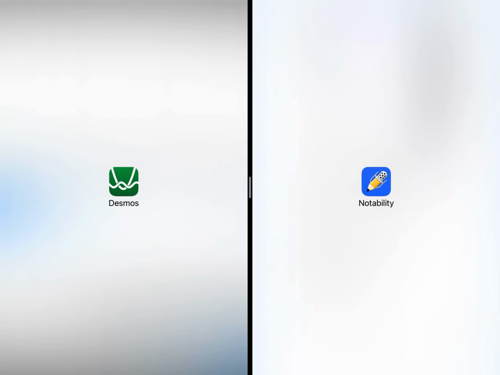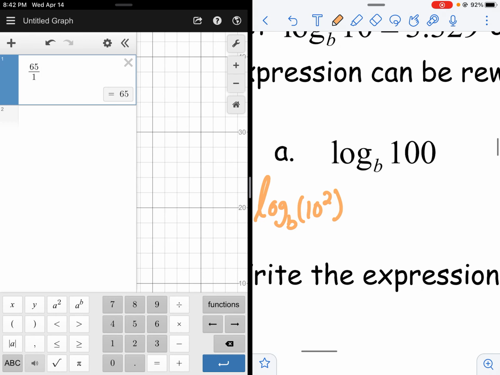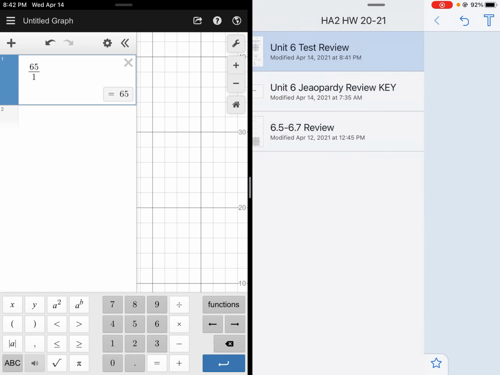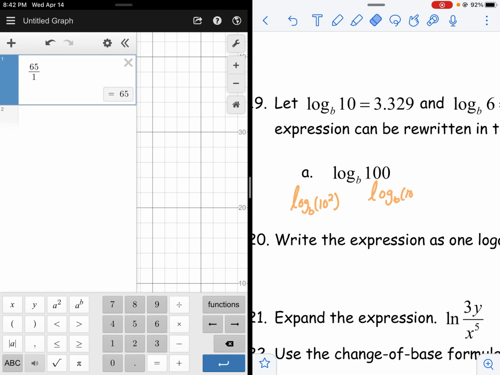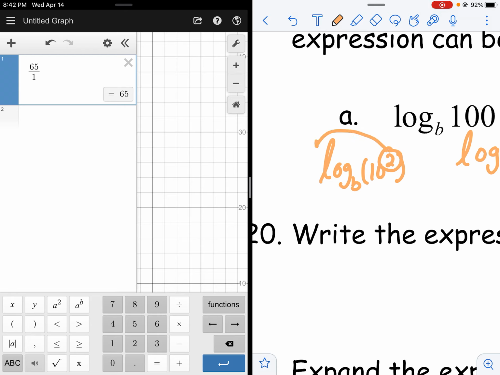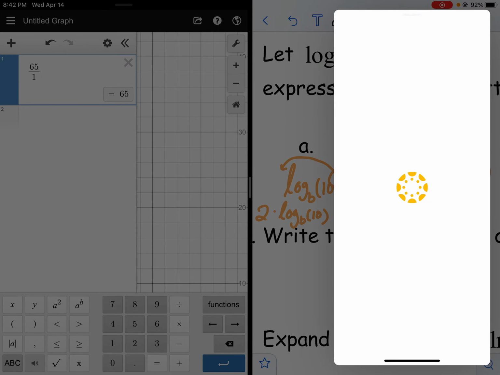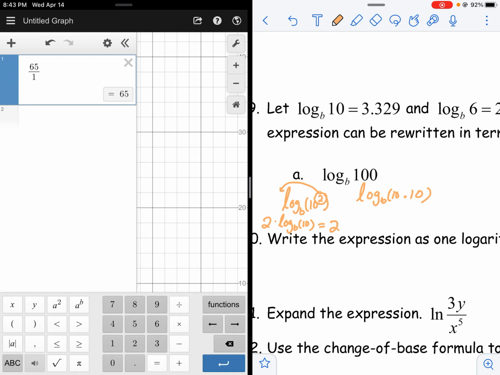So log base b of 10 squared is going to be, there's 2 ways to look at this question. That's either the log base b of 10 squared, or you could imagine it as log base b of 10 multiplied by 10, because we know both of these properties. Power property moves the exponent to the front, so it becomes 2 multiplied by log base b of 10, which is then going to become 2 multiplied by 3.329.